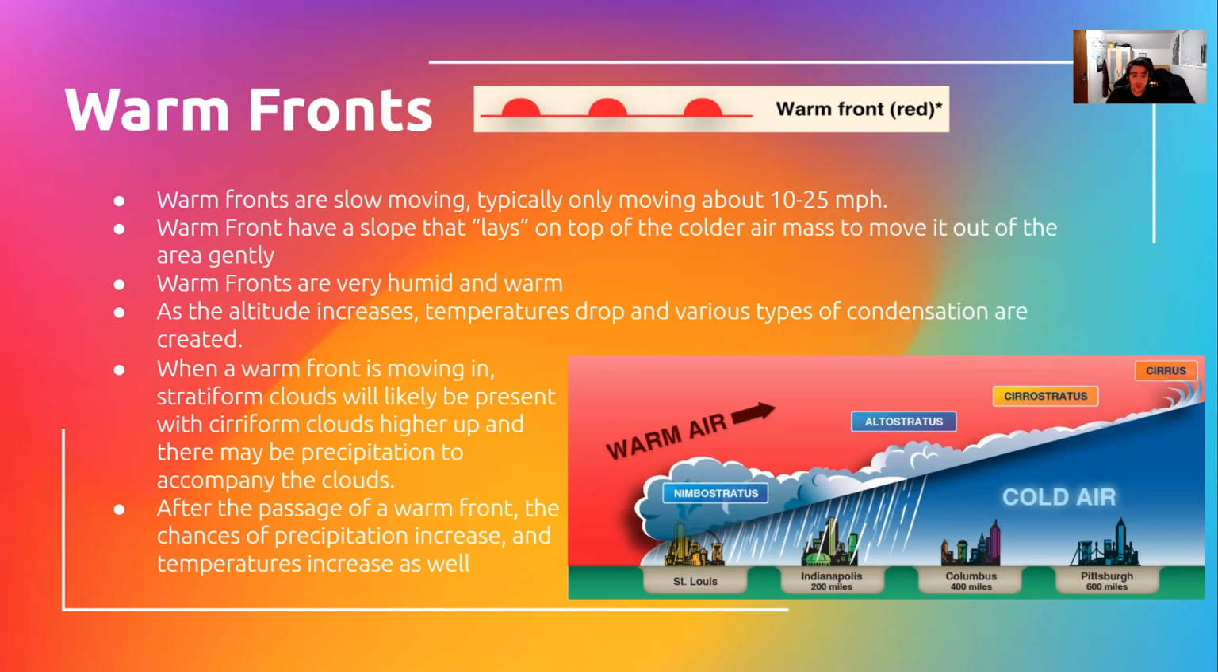As the altitude increases, temperatures drop, and this causes various types of condensation, from nimbostratus to altostratus, and then cirrostratus and cirrus clouds. So when a warm front is moving in, stratiform clouds will likely be present, with cirriform clouds higher up, and there may be precipitation to accompany these clouds. After the passage of a warm front, the chances of precipitation increase and temperatures increase as well.